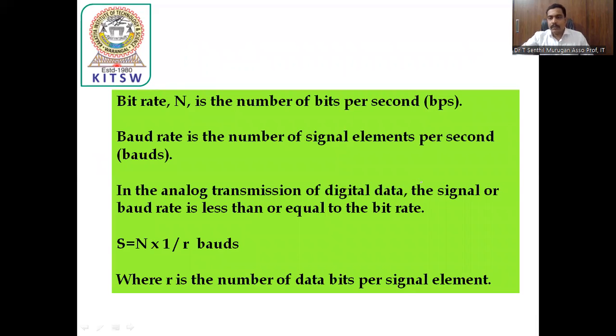When we talk about transmission, we must know bit rate and baud rate. Bit rate means the number of bits transmitted per second. Baud rate means the number of signal elements transmitted per second. That is the modulation rate, signal rate, or baud rate. Already we have discussed how we can calculate the baud rate or bit rate. Signal rate S equals N into 1 by R, where N equals the number of bits and R equals the ratio between the data and signal elements.